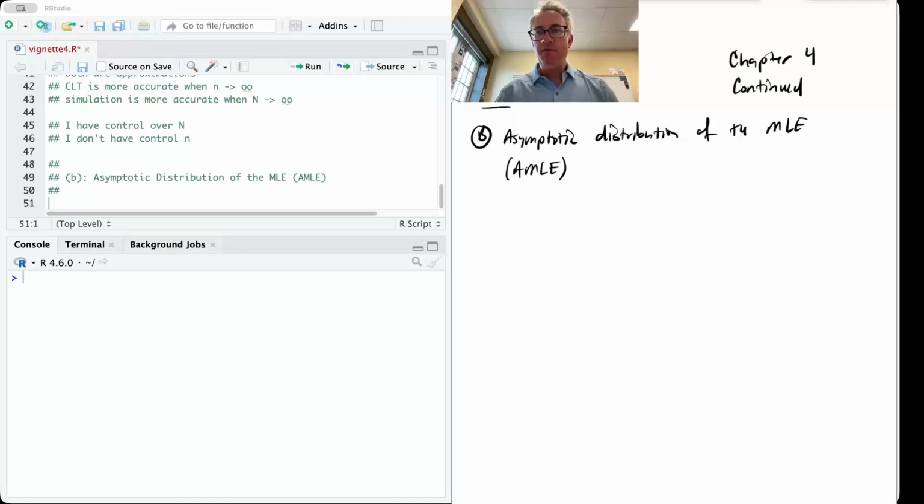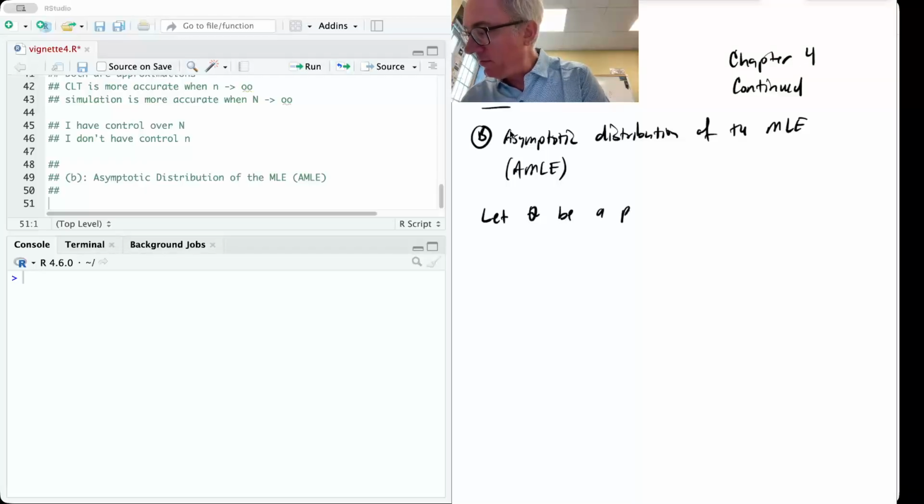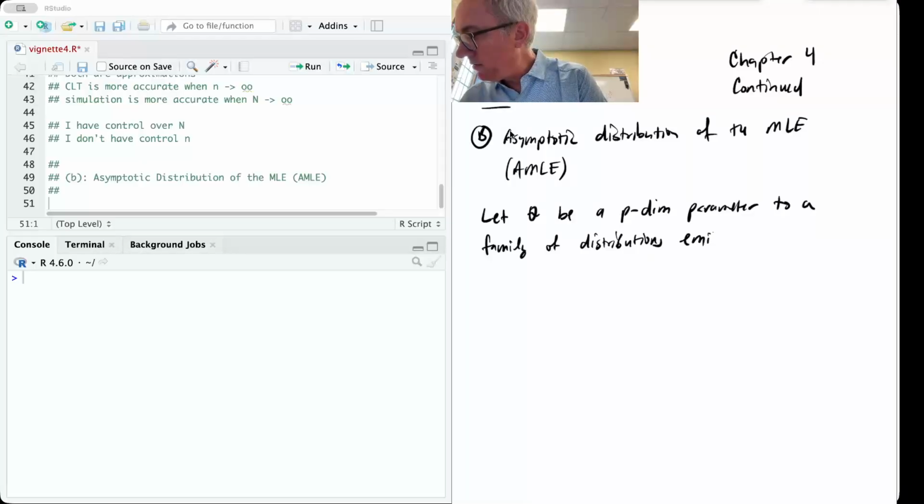Okay, the second part of chapter 4 is on the asymptotic distribution of the MLE, or AMLE for short. Let theta be a p-dimensional parameter to a family of distributions emitting a log likelihood L of theta for data y1 up to yn.